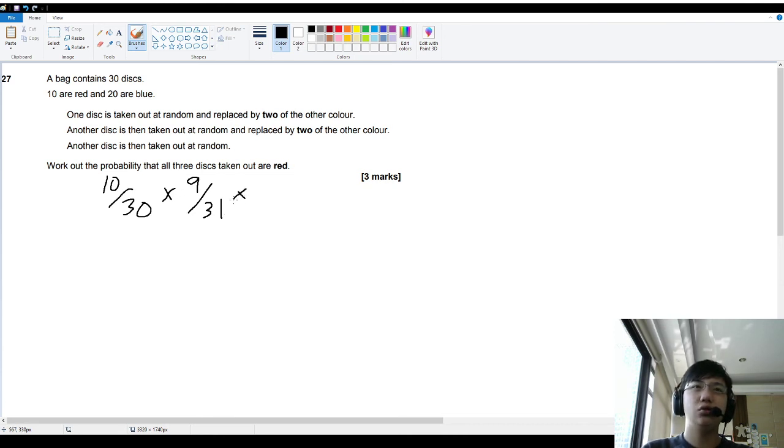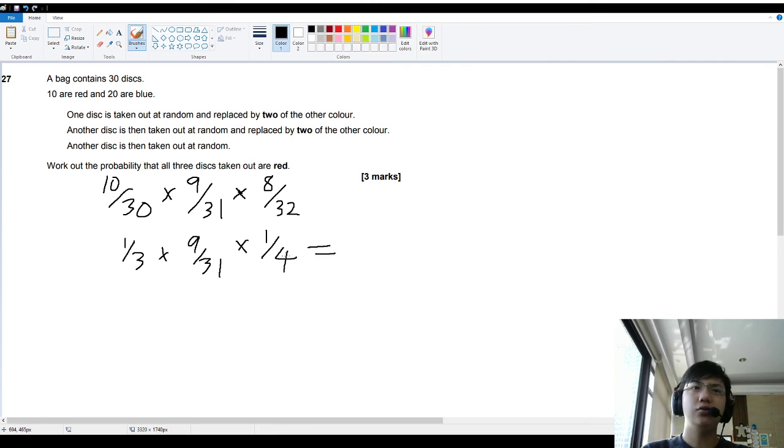And in the last draw, we repeat this process, so one less red disc would be 8 red discs over 32 discs in total. This can be simplified to 1 over 3 times 9 over 31 times 1 over 4, since 32 divided by 8 is 4, therefore this is 1 over 4, and 30 divided by 10 is 3, so this is 1 over 3.